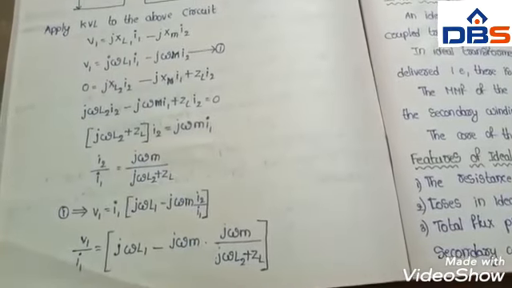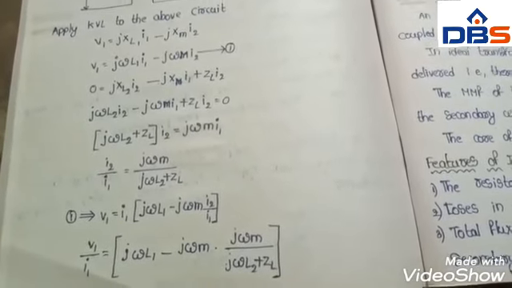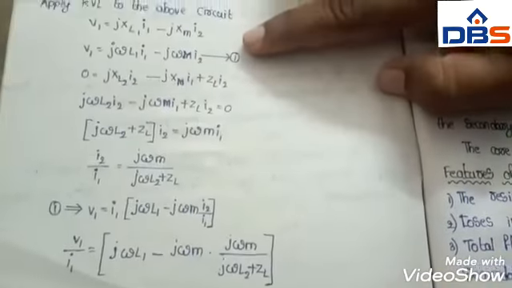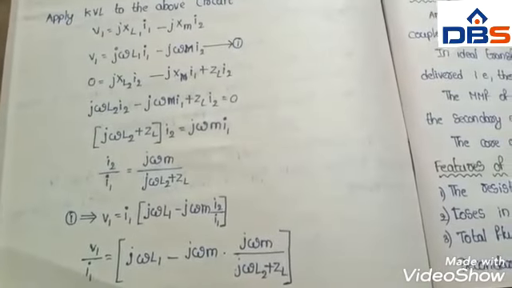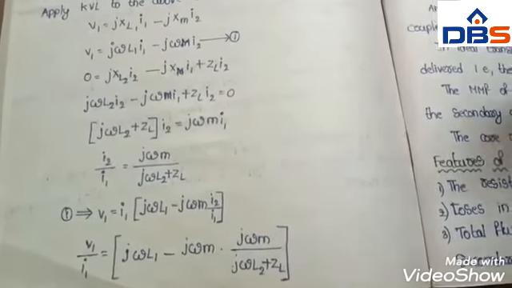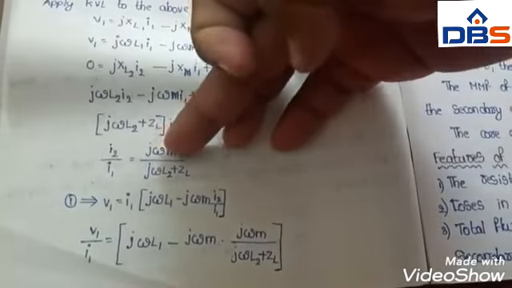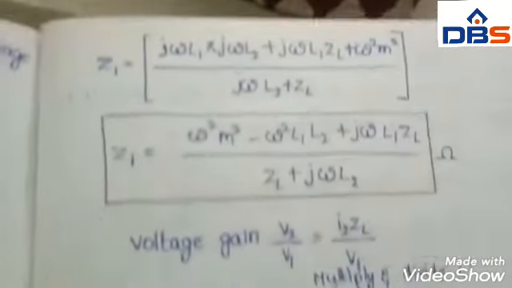I2 by I1 is equal to j omega m by (j omega L2 plus ZL). From equation 1, V1 is equal to I1 j omega L1 minus j omega m I2 by I1. But we know that I2 by I1 is this value. Substitute the I2 by I1 value in this equation and we get the Z1 value.